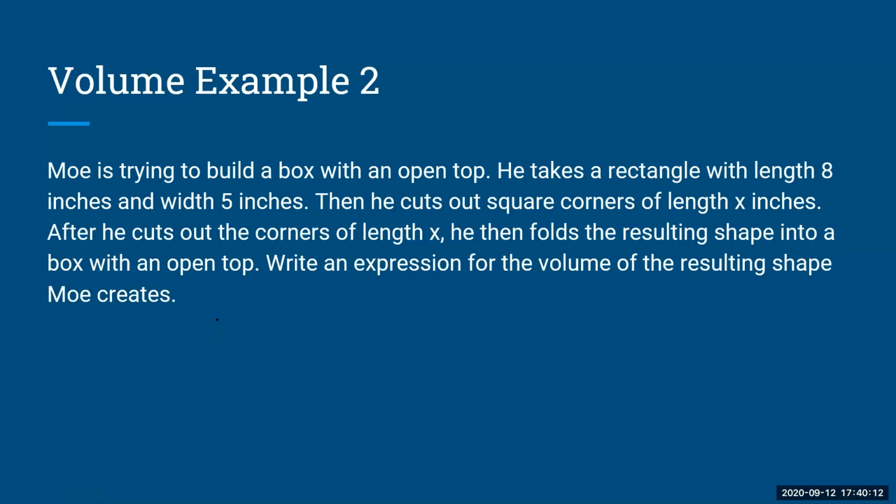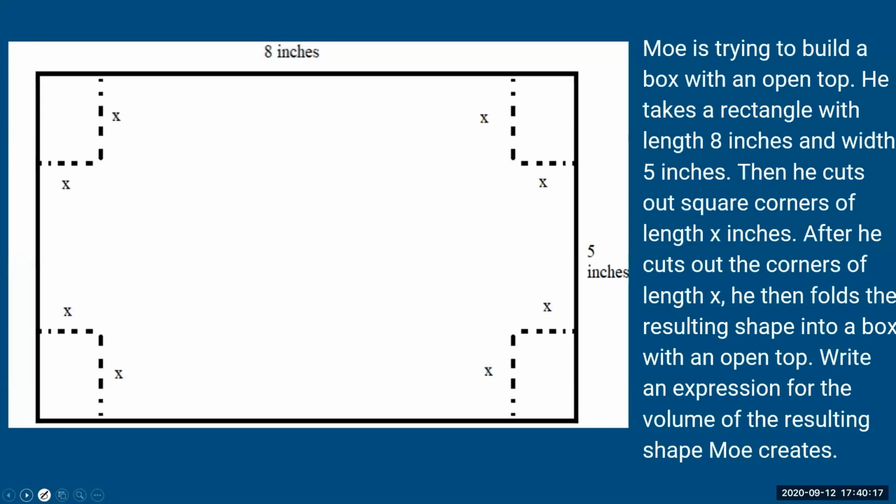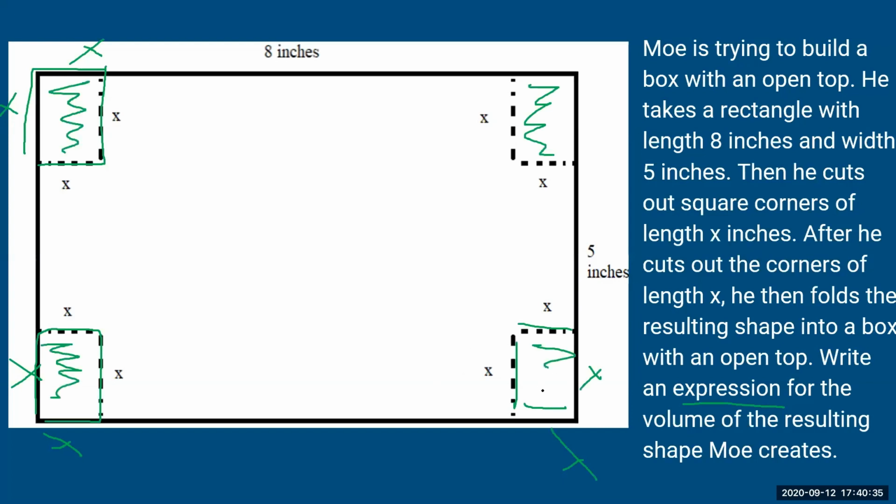So my man Mo is trying to make an open-top box, and this is what I'm talking about. So here, to help you visualize it, make sure you write an expression. So you have these corners, which all have length x, correct? You have all these corners, all length x. So these are squares, and he cuts these out. So pretend that when you see this rectangle, you're only left with this part, right? I'm gonna highlight it. I guess I highlighted red. You're only left with this part after he cuts it out.